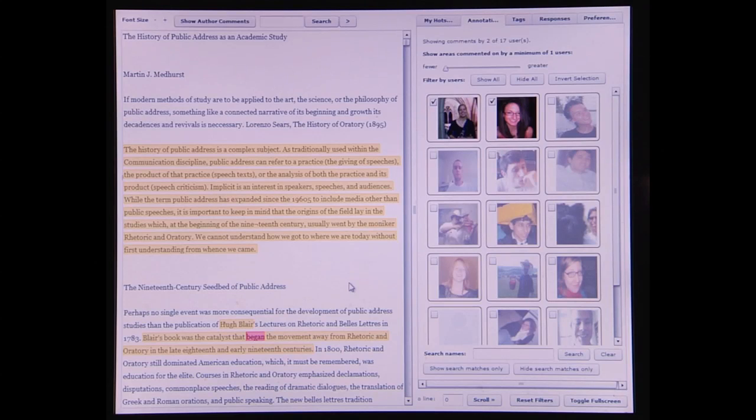My name is David Kaufer. I'm a professor of English at Carnegie Mellon. I'm one of the inventors of Classroom Salon. I've been using it for 3 years teaching in classrooms.